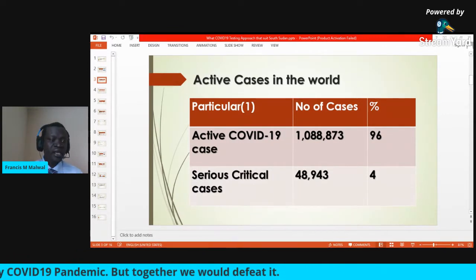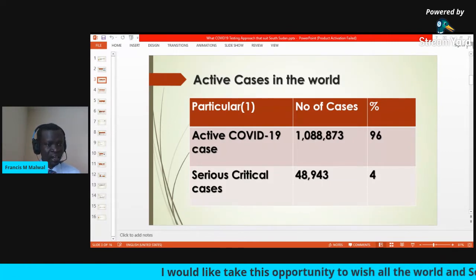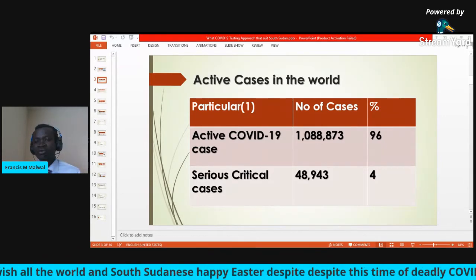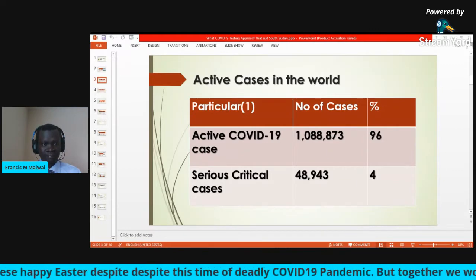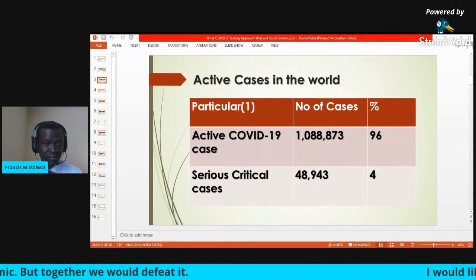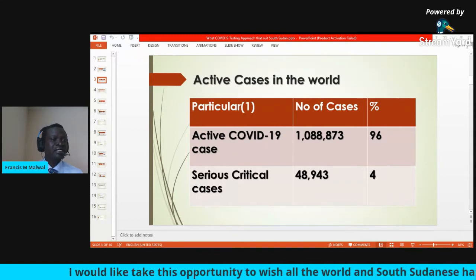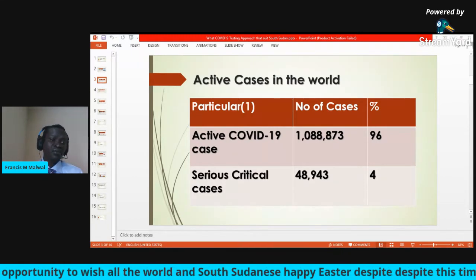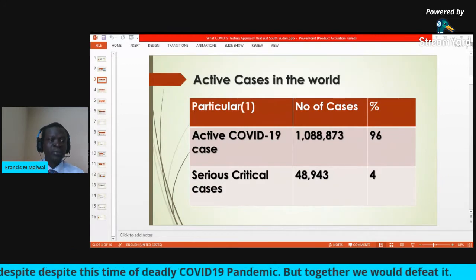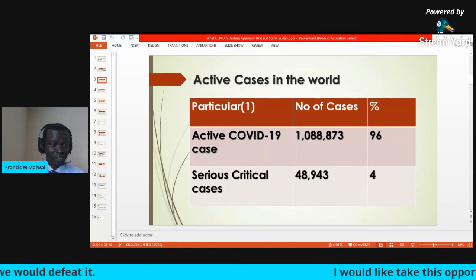There is something they call active cases in the world. Basically, when the recovered and the death toll are taken out from the overall cases, what remains is what you know as active cases. The active cases in the world up to now are over 1 million, that is 96%. Those in serious critical condition are over 48,000 people, and these are the people who need ICU. These are the people who need ventilators.